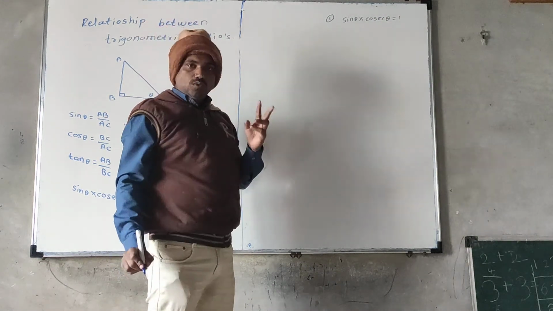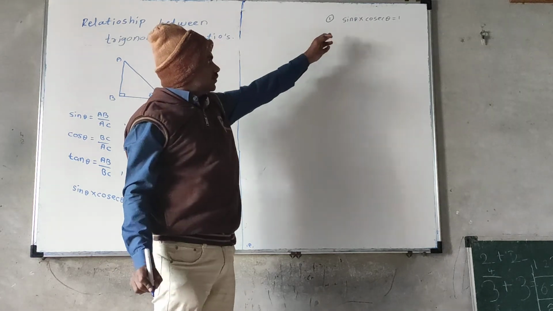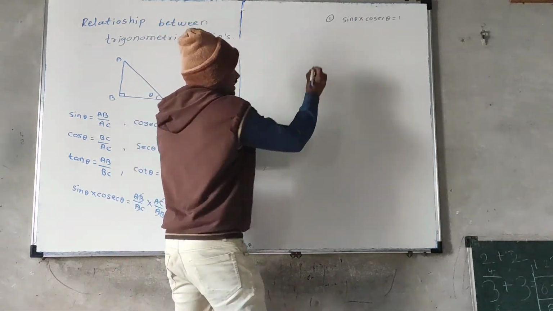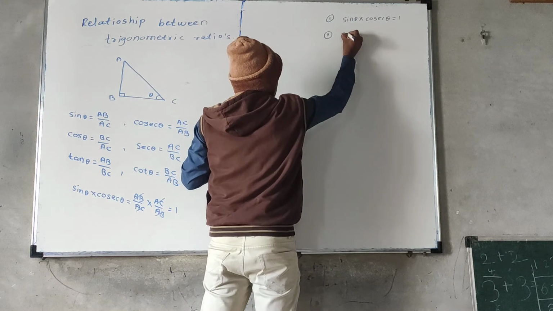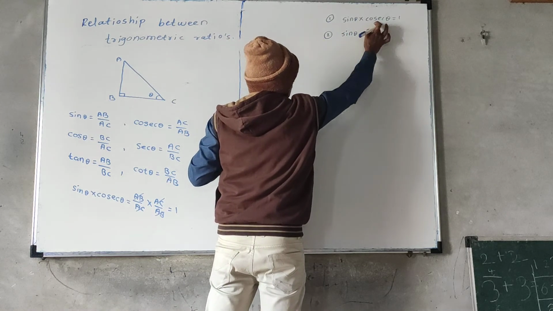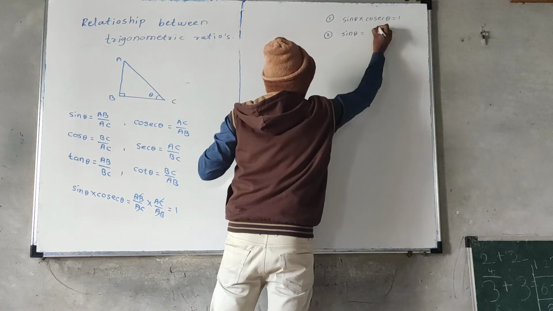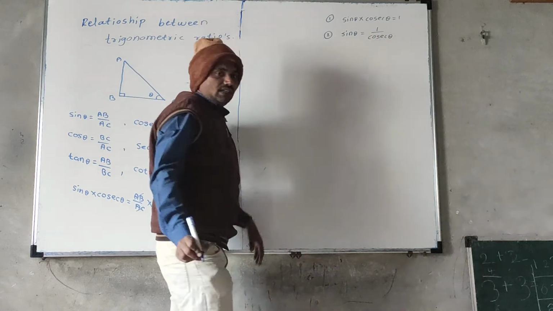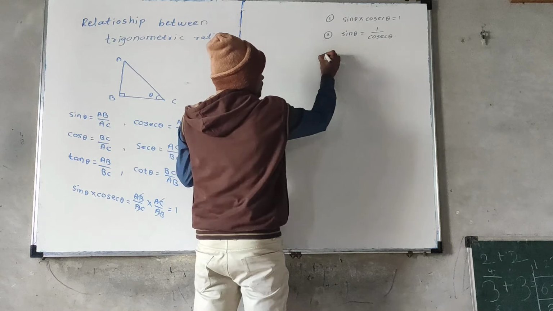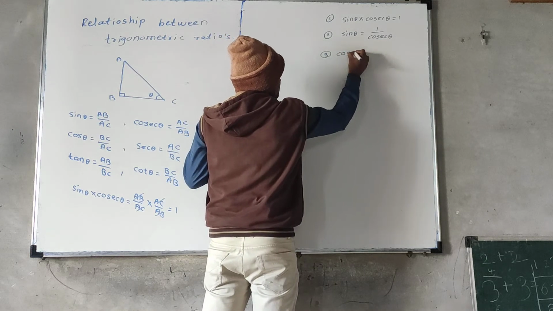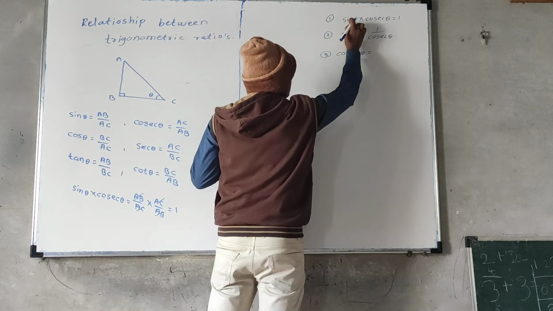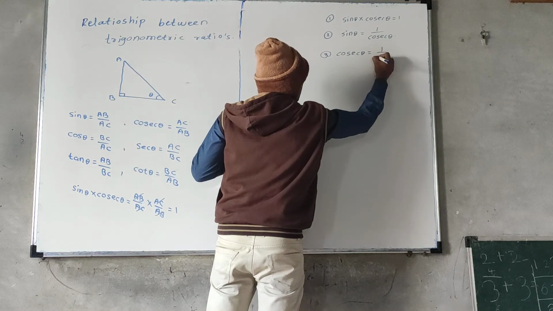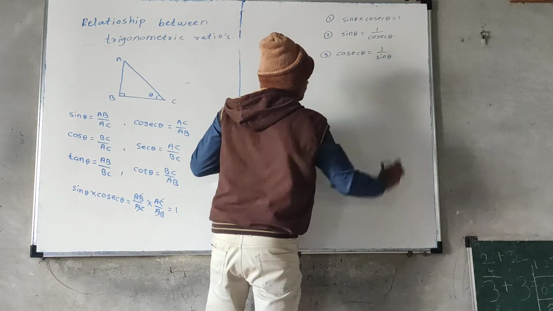We make two formulas from this relation. Second, sin theta is equal to 1 upon cosec theta. Here multiply, here divide. Third one is cosec theta is equal to 1 upon sin theta. This sin is multiplied, here divide.